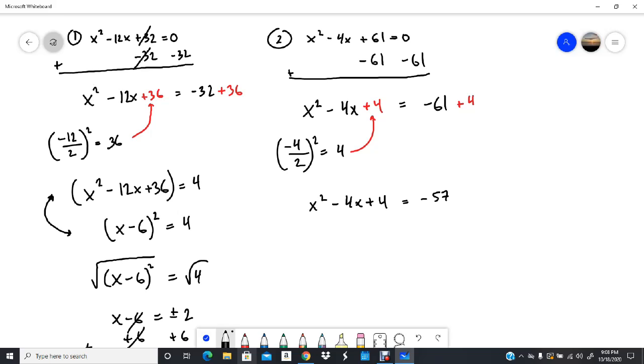And now we open up a parentheses, x minus 2, squared. We put that into a square root. This would be x minus 2 equals plus or minus the square root of negative 57.